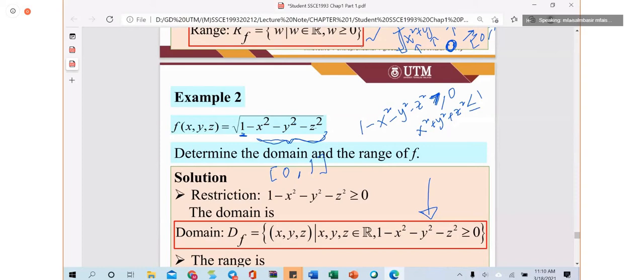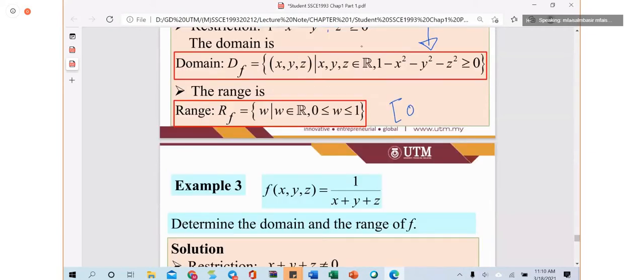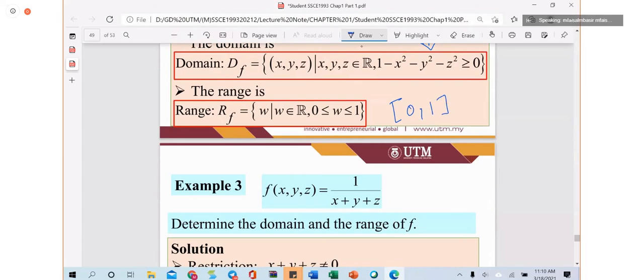Why? We borrow the domain's restriction to get the range. If I put all 0, you have square root 1, that is 1. If I substitute this with 1, you will get square root of 1 minus 1, which is 0. So your range will be 0 to 1, included.